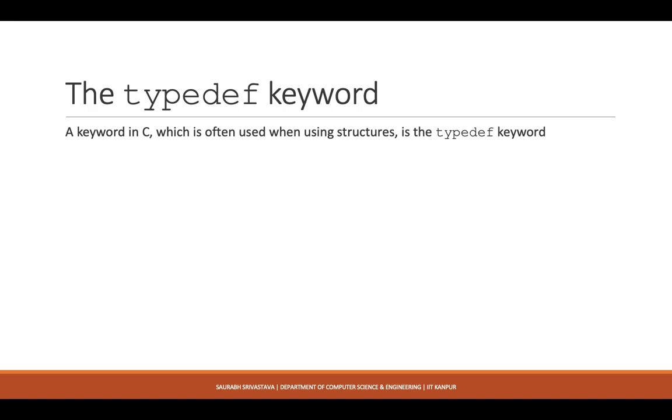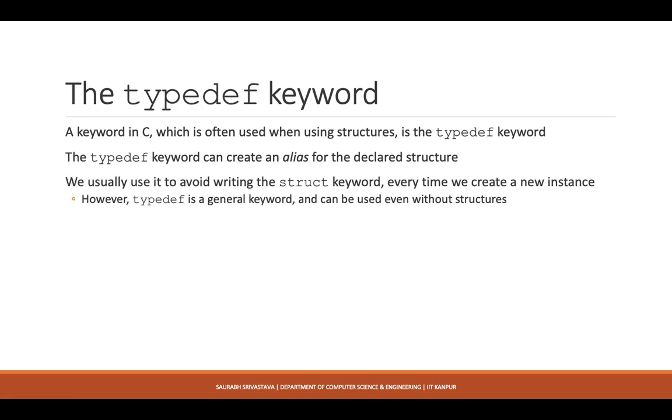Now there is one keyword that is often used whenever we use structures, and that is the typedef keyword. The typedef keyword can create an alias for the declared structure. So why do we need these kinds of aliases? Usually, whenever you want to create a variable of that particular structure, you also have to write the struct keyword every time. So what people usually do, in order to create a kind of shortcut, is create an alias so that we don't have to write struct sample_struct every time.